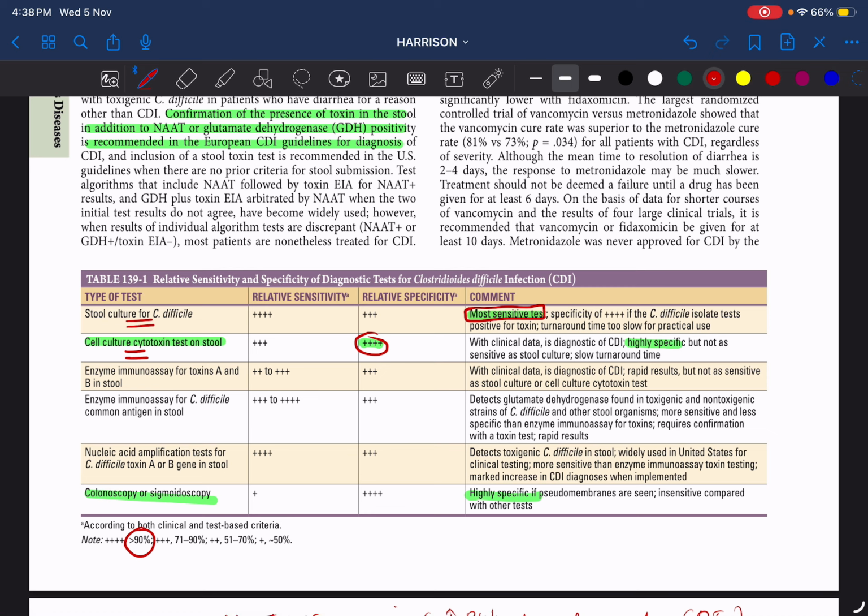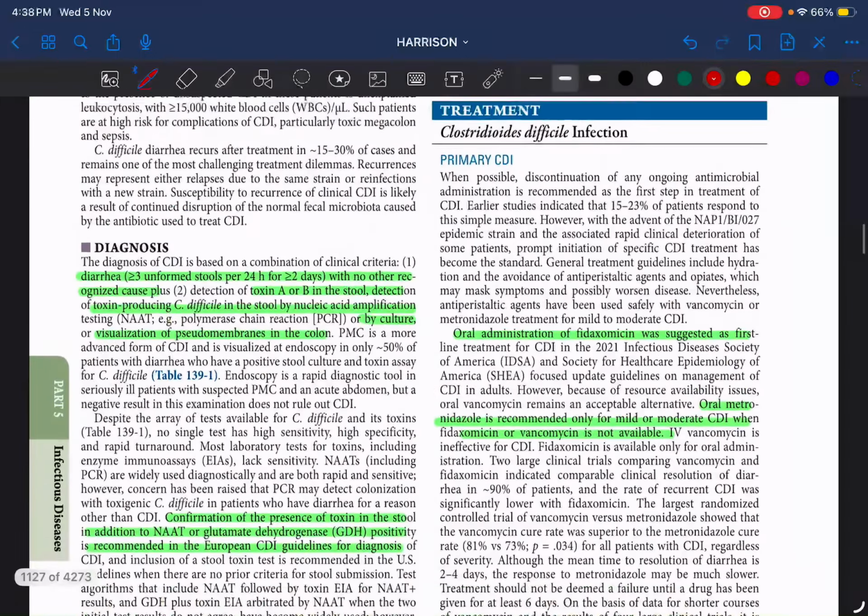So for most sensitive, I can first go for stool culture for Clostridium difficile, and for highly specific, I can go for the cell culture cytotoxin test on stool. The second highly specific one is the colonoscopy or sigmoidoscopy. So the cell culture cytotoxin test on stool combined with colonoscopy and sigmoidoscopy has the highest specificity. Of course, in sensitivity, there is no doubt, it is always stool culture for Clostridium difficile.